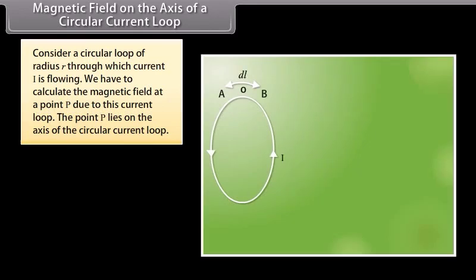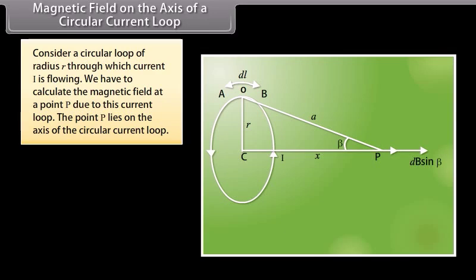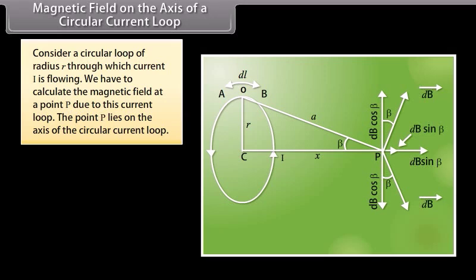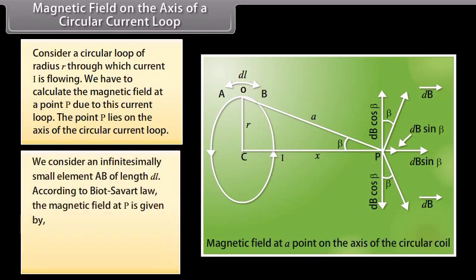Magnetic field on the axis of a circular current loop. Consider a circular loop of radius r through which current I is flowing. We have to calculate the magnetic field at a point P due to this current loop. The point P lies on the axis of the circular current loop. We consider an infinitesimally small element AB of length dl.